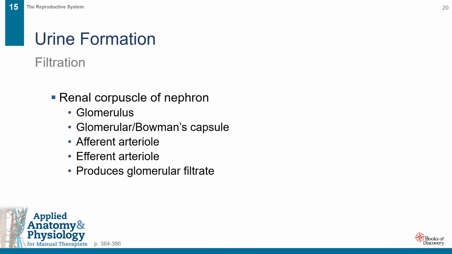As the first step in urine formation, filtration occurs in the renal corpuscle of the nephron. The bulbous renal corpuscle is made up of a tangled network of capillaries called the glomerulus, which is surrounded by a cup called the glomerular or Bowman's capsule. Blood enters the glomerulus through an afferent arteriole and leaves through a smaller efferent arteriole. This narrowing of the outgoing vessel combined with the knotted arrangement of the capillaries significantly slows blood flow and increases pressure within the glomerulus.